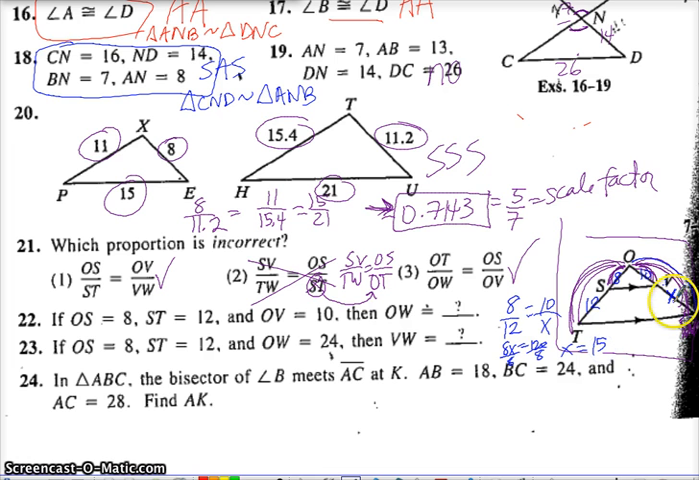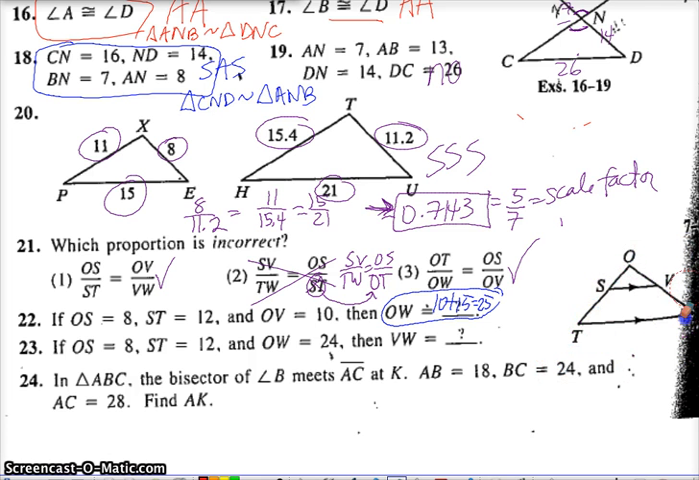But that is not my answer. That's just this portion right here. OW is 10 plus 15, which gives me an answer of 25. So OW in this case is actually 25.